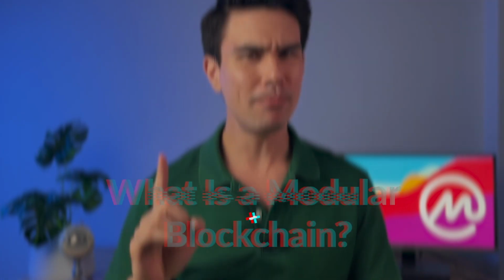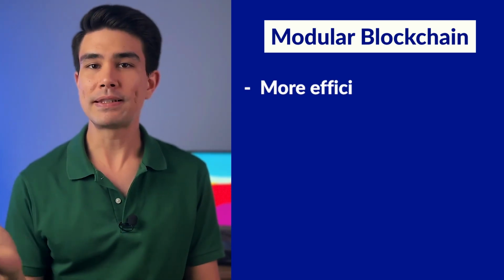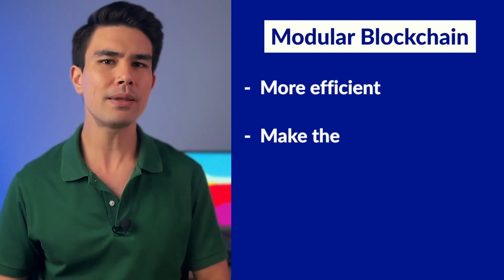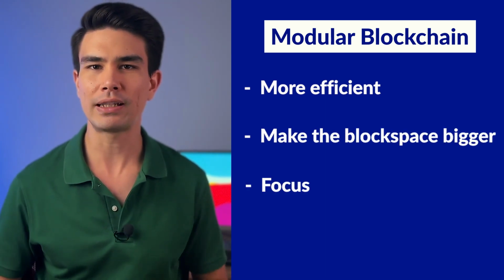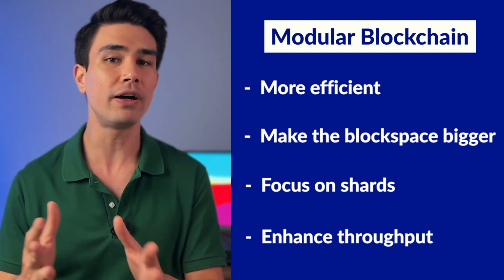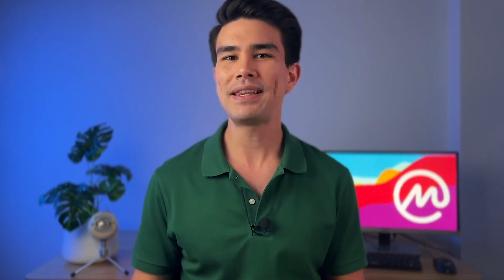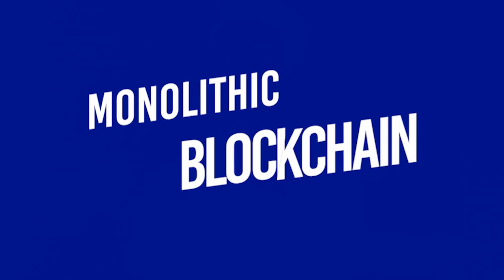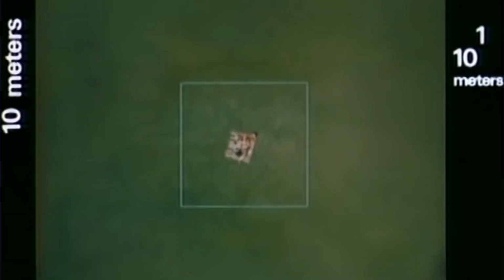So what is a modular blockchain? One of the key things to note in modular blockchains is that they split the 3 aforementioned tasks rather than performing all of them at once on the layer 1. The idea is to make the system more efficient by making the block space bigger, narrowing down the validator set to focus on shards, and thus exponentially enhance the throughput of the blockchain. In a nutshell, it can be said that all the limitations of a monolithic blockchain are effectively transformed into modular factors, thereby increasing its efficiency by higher orders of magnitude.